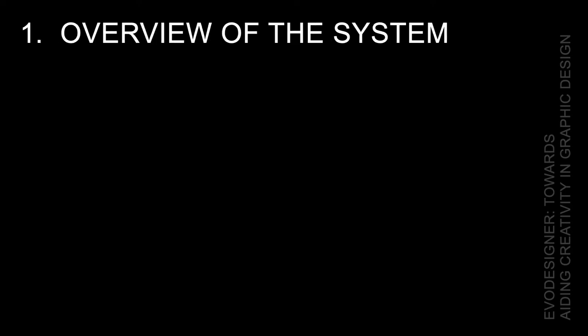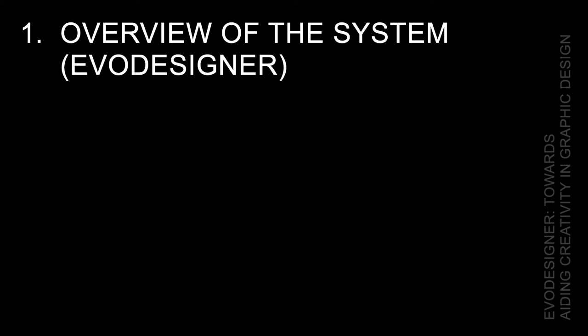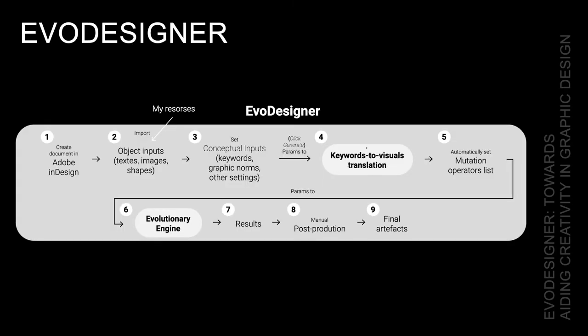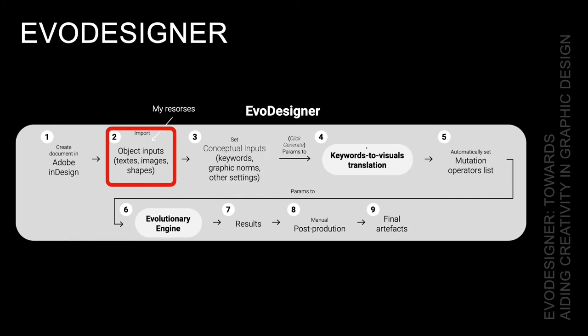design software. In this presentation, we'll start by overviewing the whole system, then we'll present the developments made so far, and we'll conclude by pinpointing the next development steps. So, starting with EvoDesigner, first one must create a document in InDesign and manually input images and texts to create one or more initial pages.